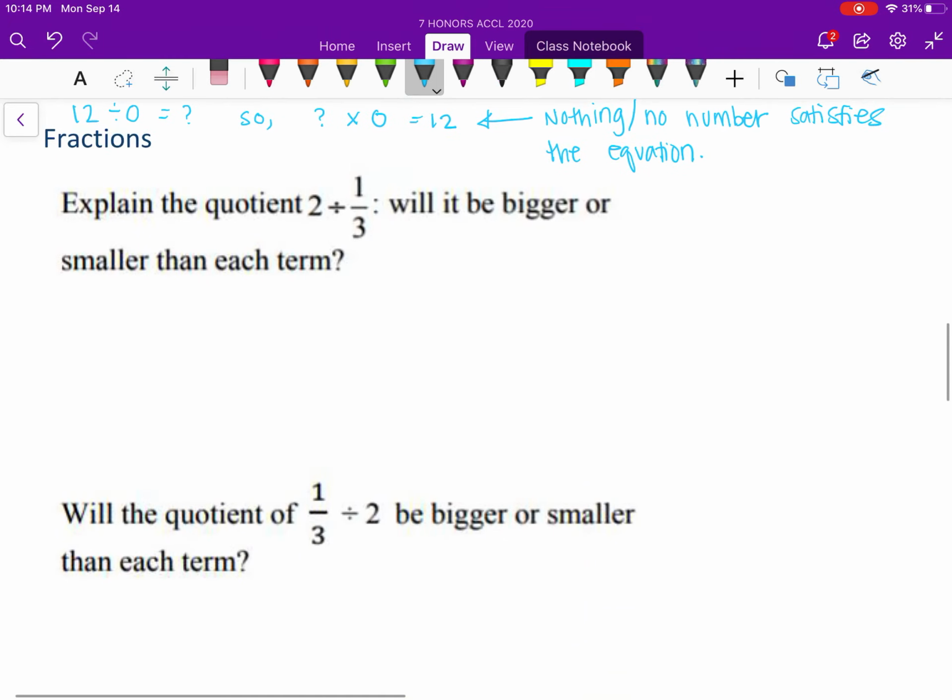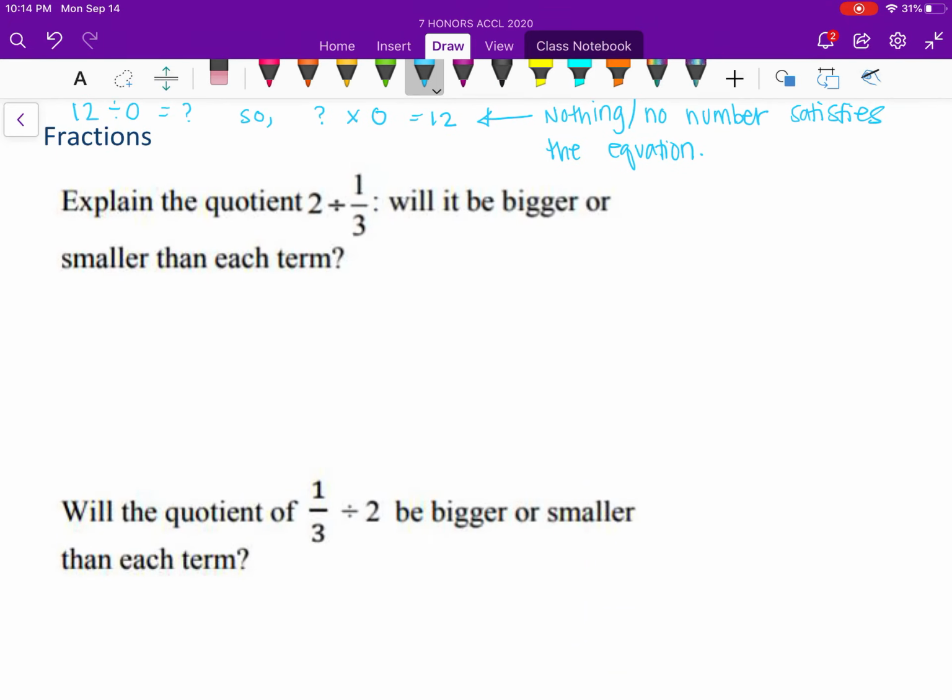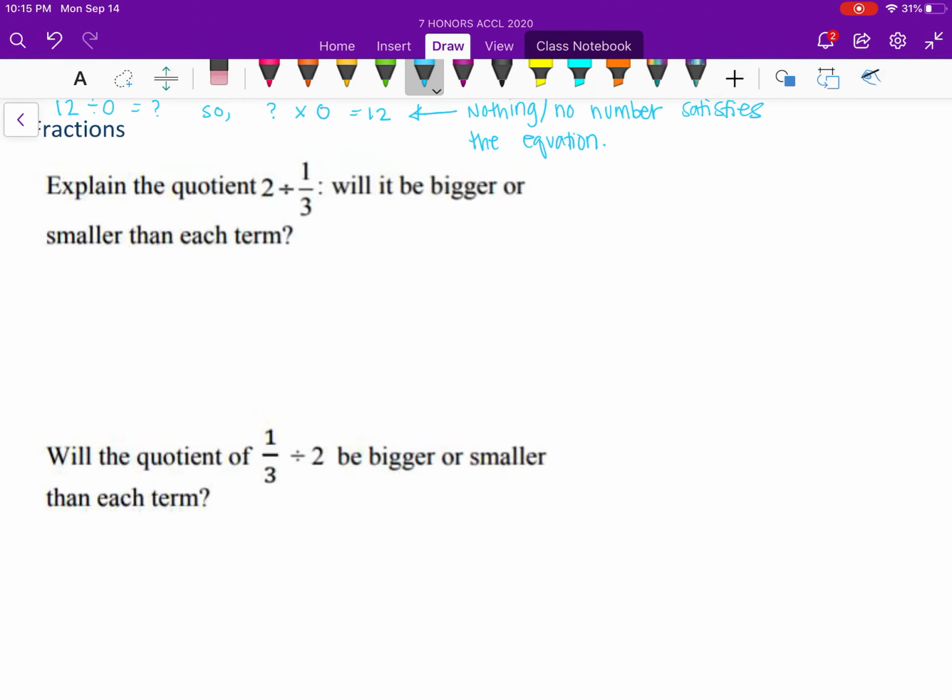Okay, well, let's look at fractions really quick, because I know that we've been talking about integers, but fractions are a little bit different. And sometimes they can seem a little scary, but they're really not, I promise. Okay, so it says explain the quotient 2 divided by 1/3. Will it be bigger or smaller than each term? Remember, 2 is a term and 1/3 is a term.